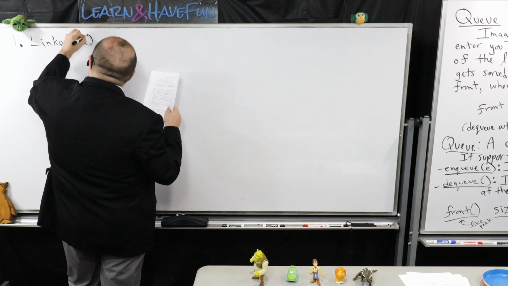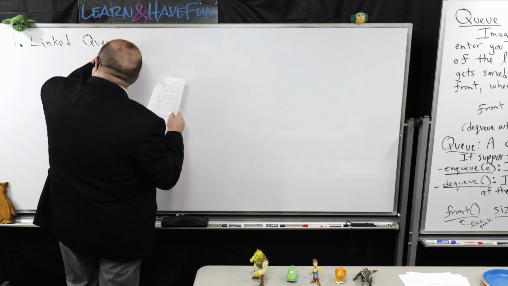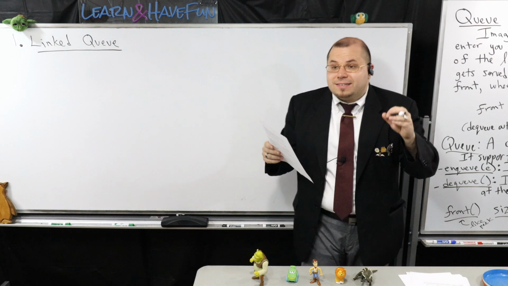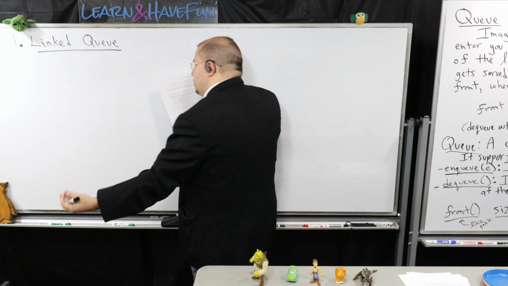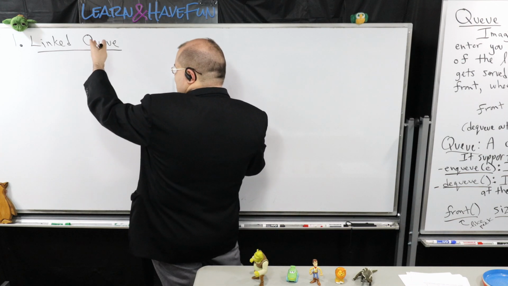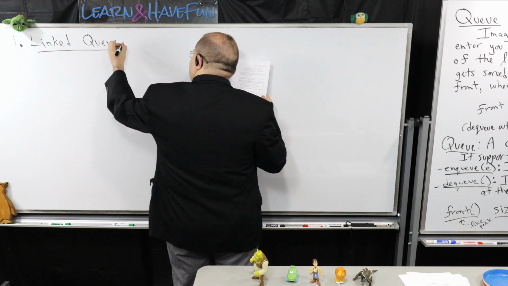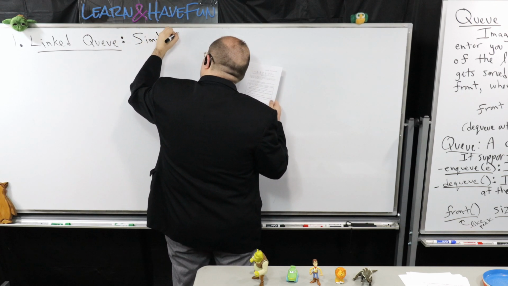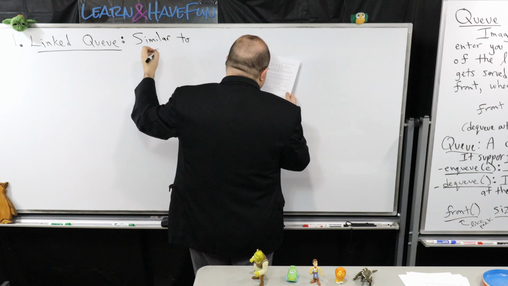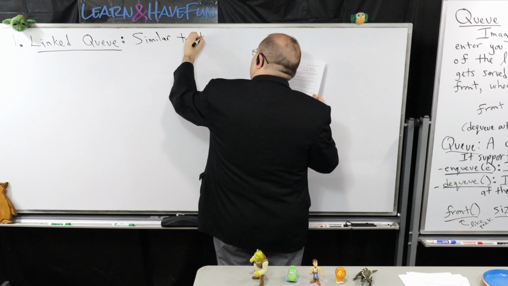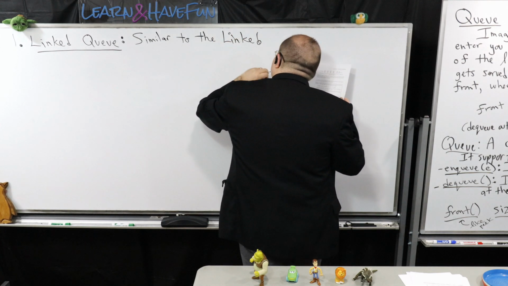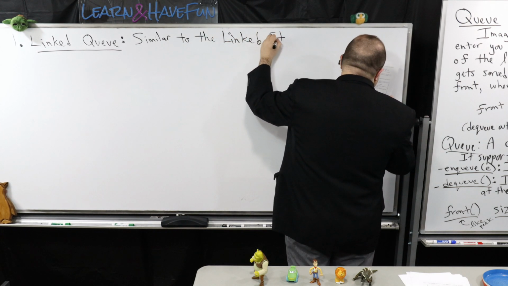So we're going to consider the linked queue implementation. This is a linked list-based implementation of a stack. It's going to be a very similar setup to the one I had for my stack, except now it's a queue. It's similar to the linked stack, our linked list-based version of a stack.